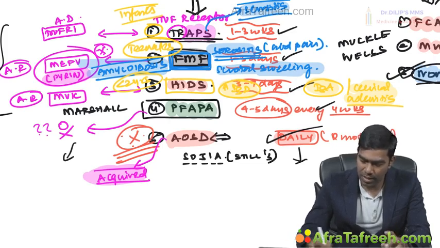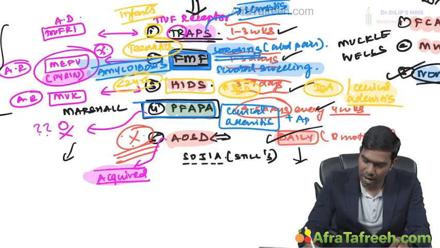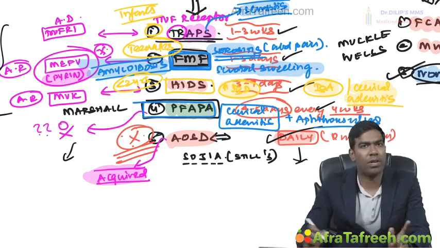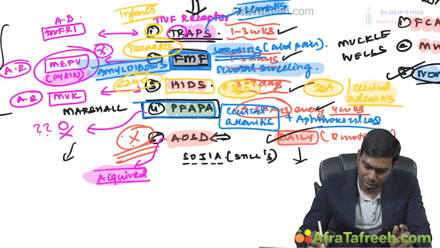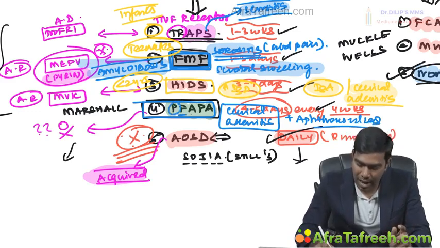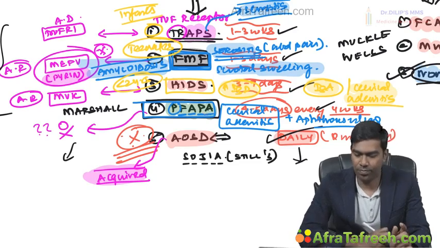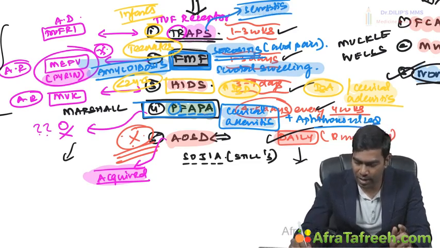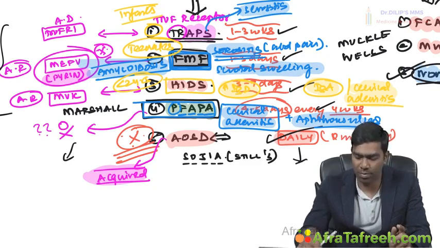PFAPA also may be presenting very similarly, because in PFAPA also what you will see, very importantly, is cervical adenitis. Cervical adenitis will be the key, and prominently they will give aphthous ulceration. What is PFAPA? You have periodic fever, aphthous stomatitis, pharyngitis and adenopathy. So that is the reason why the cervical adenitis and aphthous ulcers will be very prominent in PFAPA syndrome.